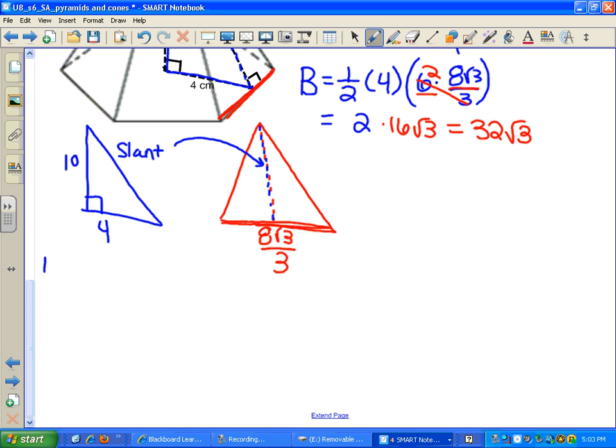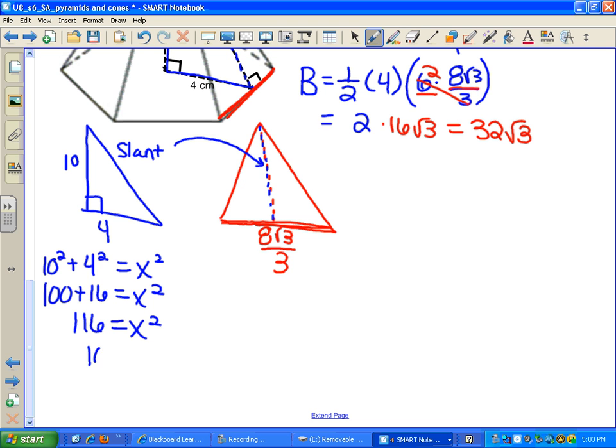Well, to find that, I'm going to take 10 squared plus 4 squared equals x squared. I'm just going to use the Pythagorean theorem. So 100 plus 16 is x squared. 116 equals x squared. In order to find x, I'm going to go ahead and take the square root of 116. And I get 10.77 is my x value. So this is going to be 10.77.